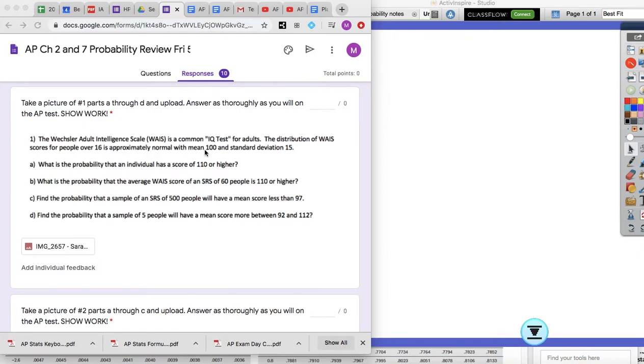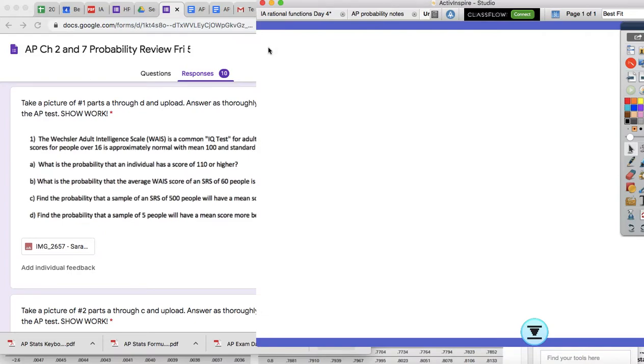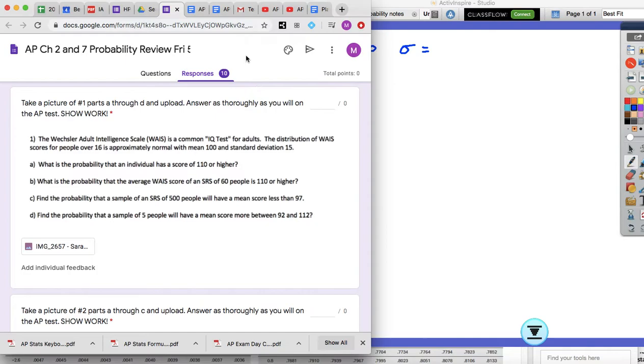All right, so we're going to start with number 1 here. We've got our IQ test. We are looking at scores for people over 16. They are approximately normal with a mean of 100 and a standard deviation of 15. So part A is asking what's the probability that an individual has a score of 110 or higher. Since it's just an individual, I don't need to do anything crazy. My mean score was 100, and my standard deviation was 15.